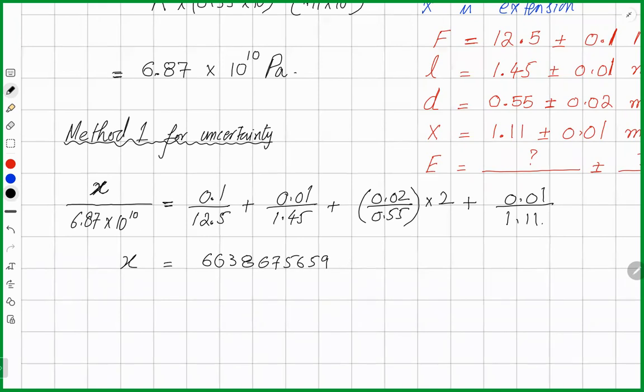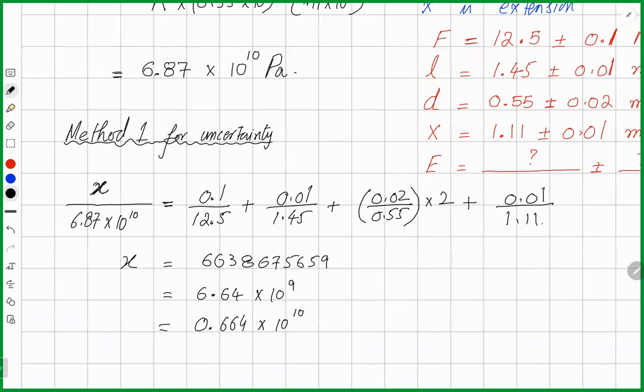So you are confused whether this number is okay or not. So I can say it can be 6.64 into 10 to the power 9 or 0.664 into 10 to the power 10.